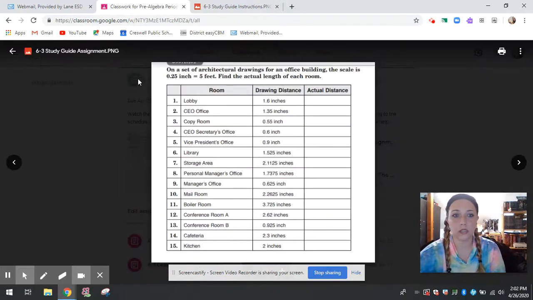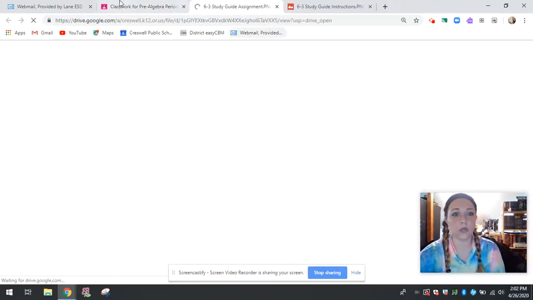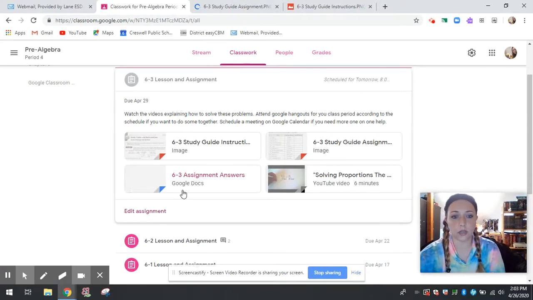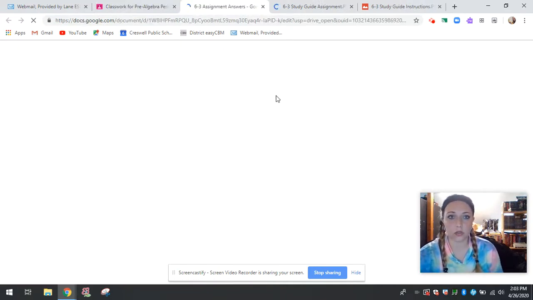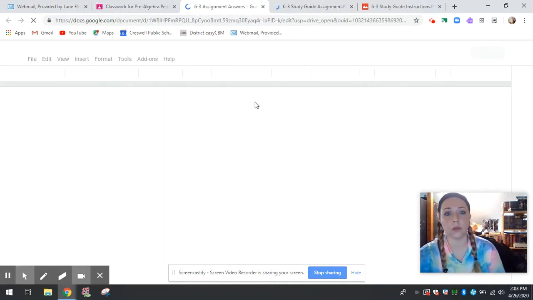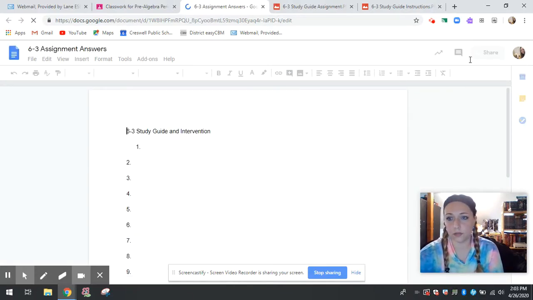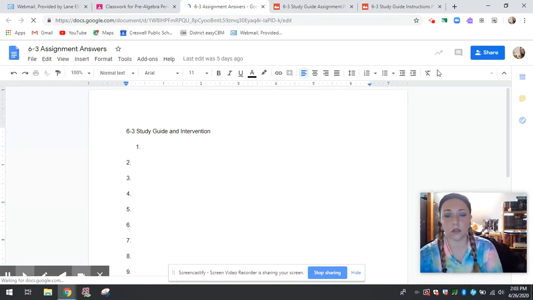This one is the actual assignment problems that you're going to do. Open that in a new window, go back, and then here's your answer sheet that you will type your answers into for all 15 problems. And then instead of these 2 icons up here, you'll have a button that says turn in, and so that's what you'll turn in.